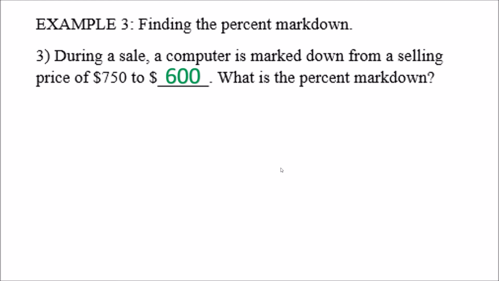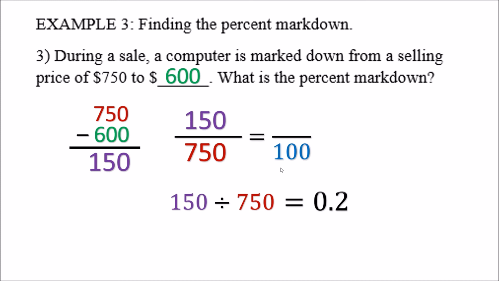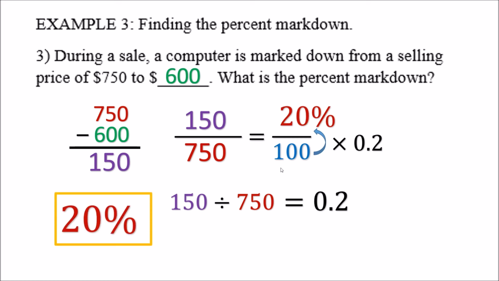So our first step is that we do need to find out how much it's been marked down. So 750 minus 600 is 150. 150 is how much the price has changed by. It started off at $750, so that's the original amount we would put in the denominator. We divide those two values and we'll get 0.2. Therefore, 100 times 0.2 is 20%. So it is a 20% markdown.